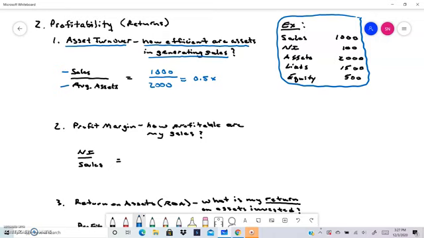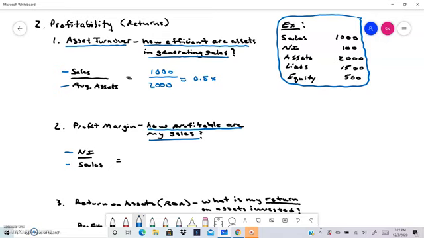The second thing is, once we've generated those sales, the question is, how profitable are the sales that we generated? And so this is really a true measure of profitability, and it's called profit margin. And it's really just net income divided by sales. So here we're saying in the first ratio, we have some assets that we've put into the business or we've invested in. They're generating sales. The second step is, okay, how profitable are those sales that we've generated? And so let's take a look at that.